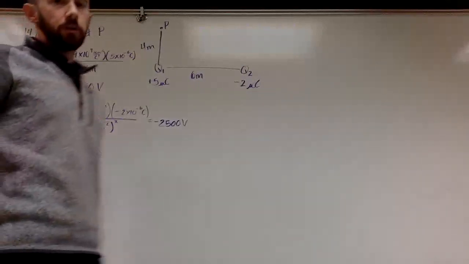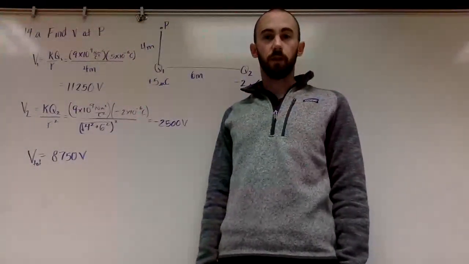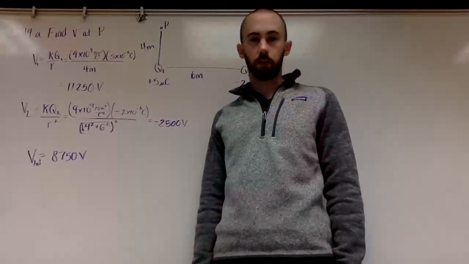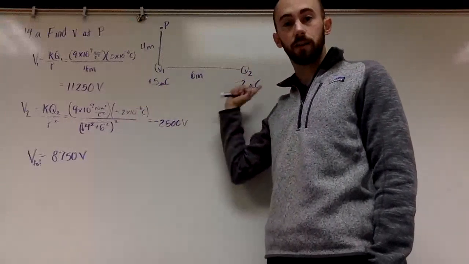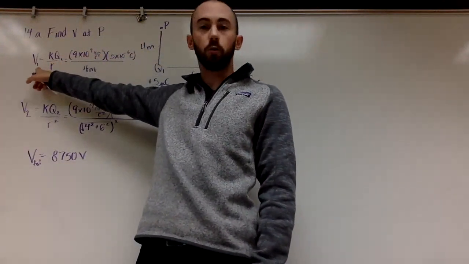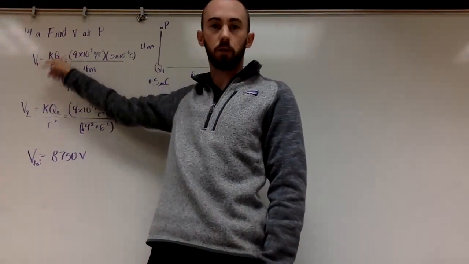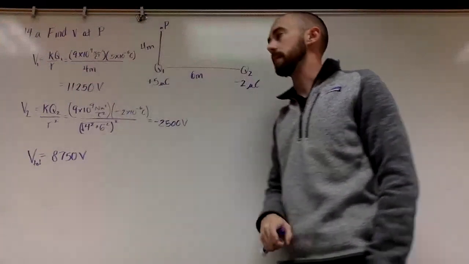All right, so first thing I want to do, since this is a scalar, all I need to do is figure out the total distance from it. It doesn't matter the angle or the direction, other than the fact that it's going to be positive from positive charges and negative from negative charges. So for the voltage caused by charge 1, it's pretty simple, just KQ over R. Just plug in my numbers, boom, nice and easy.